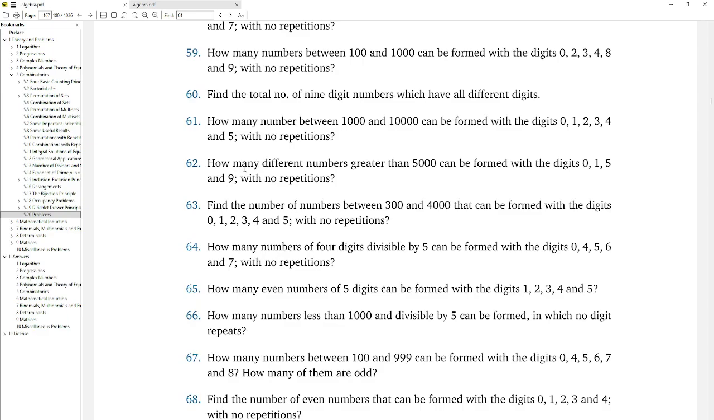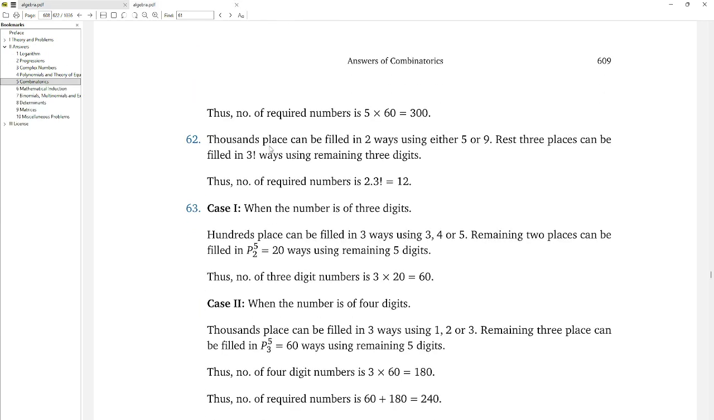Question 62 says that how many different numbers greater than 5,000 can be formed with the digits 0, 1, 5 and 9 with no repetitions. So thousands place can be filled in 2 ways using 5 or 9. Rest 3 places can be filled in 3 factorial ways. So total number of ways is 2 multiplied by 3 factorial, that is 12.